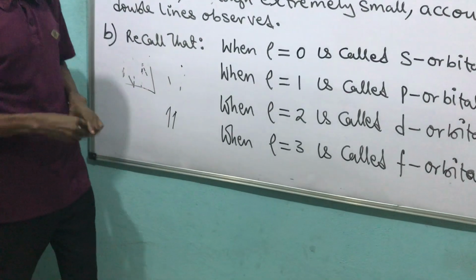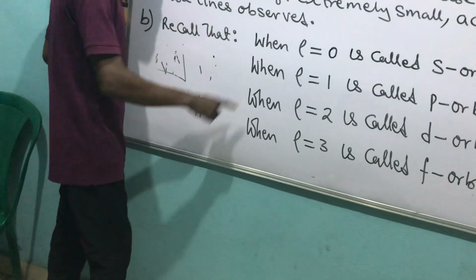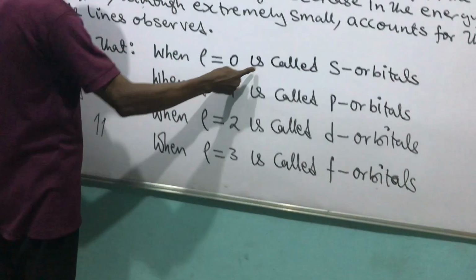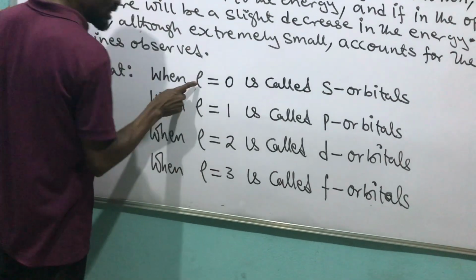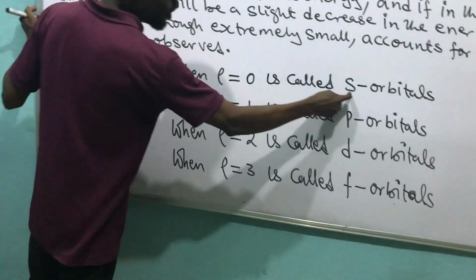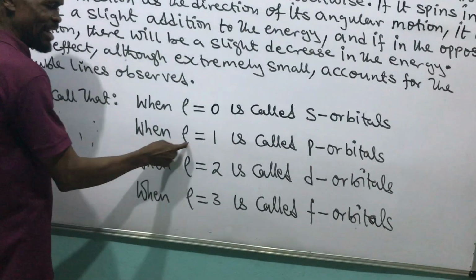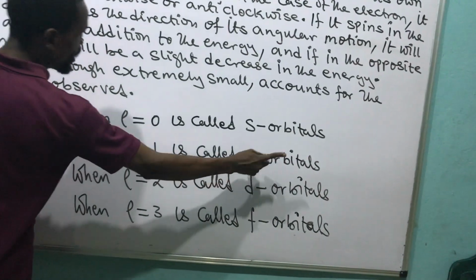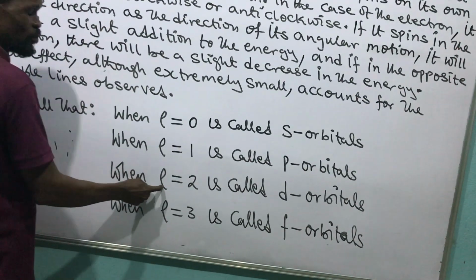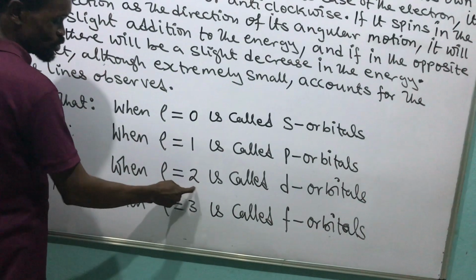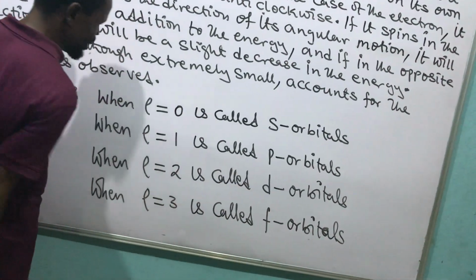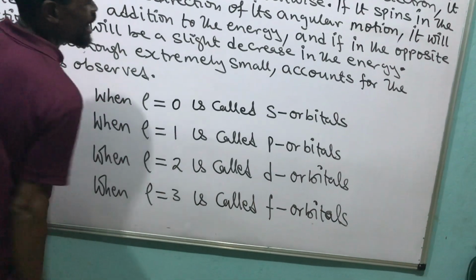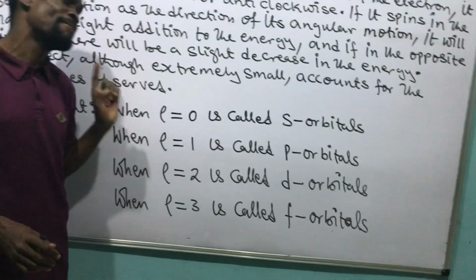I say recall means that you should remember that when angular momentum is equal to 0, it is called s orbital. When L is equal to 1, this angular momentum is equal to 1, it's called p orbital. When angular momentum L is equal to 2, it is called d orbital. And when L equals 3, it is called f orbital. You have noticed this. This is the major important thing.